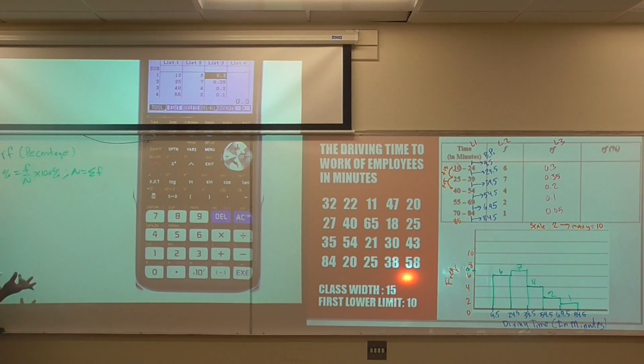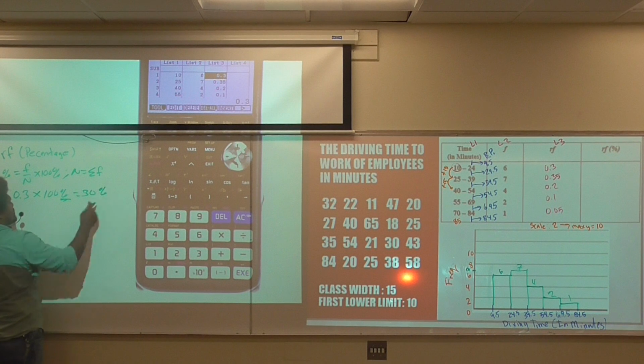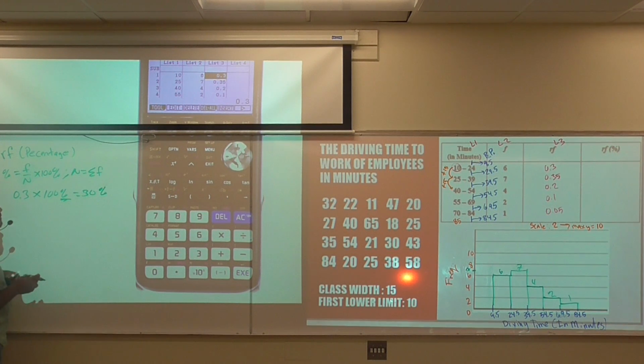So what are we doing here? Well, for each one, we can use a calculator. What we have here is we're looking at 0.3, and if we multiply by 100, don't put the percentage sign, just put 100, it's going to give us 30. We know that the percent sign is not shown, but at the end we know it's going to be 30% because I multiplied times 100.